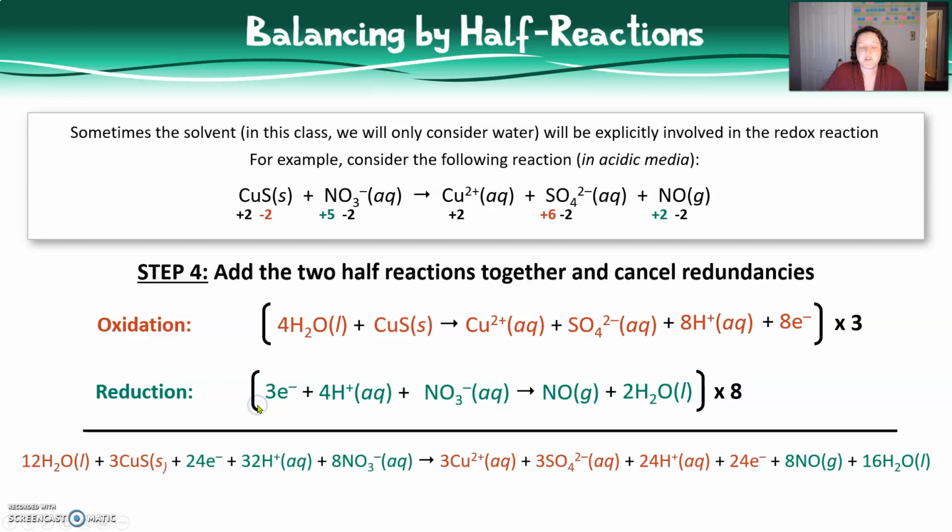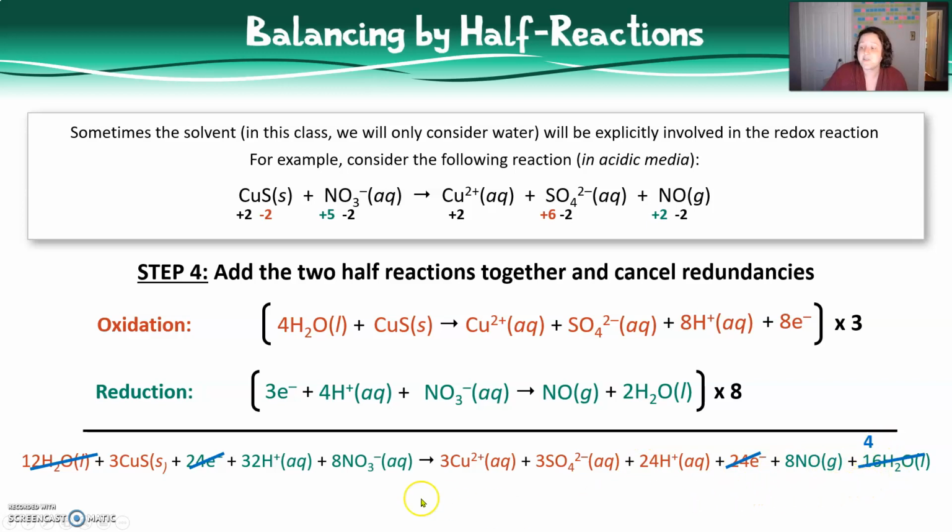Next, add the two half reactions together and look for things that cancel out on both sides. The first thing that should cancel out is the electrons, as that is the main goal in the half reaction method, to balance and therefore cancel out the electrons in the half reactions. Next, notice that there are now water molecules on both sides. So all 12 of the water molecules on the reactant side cancel out with 12 of the 16 water molecules on the product side, leaving 4 water molecules.